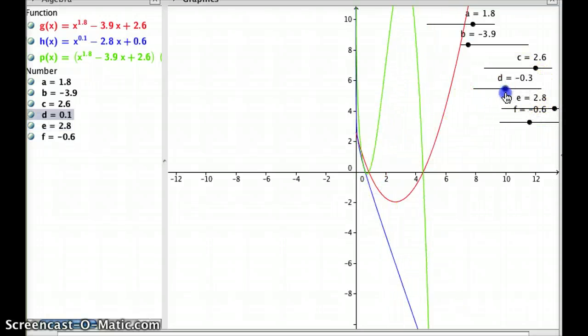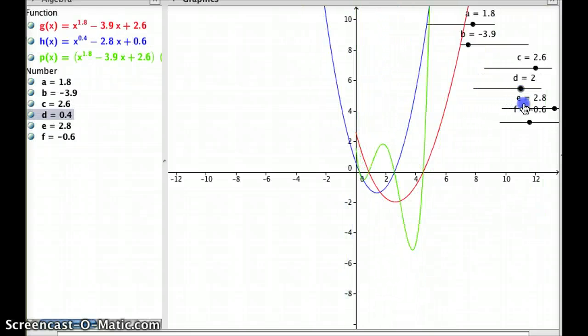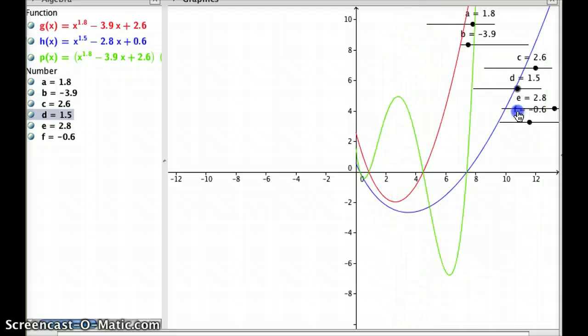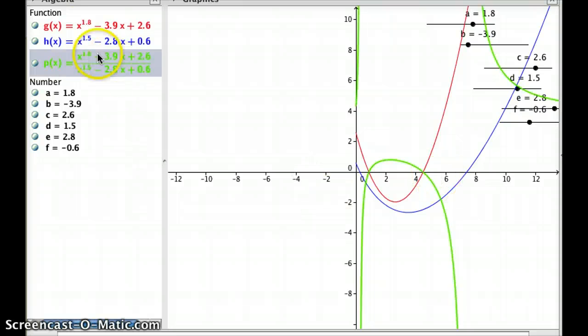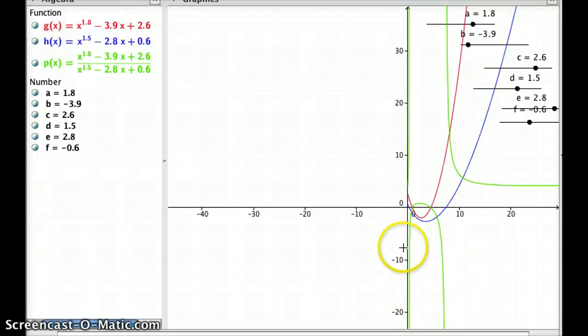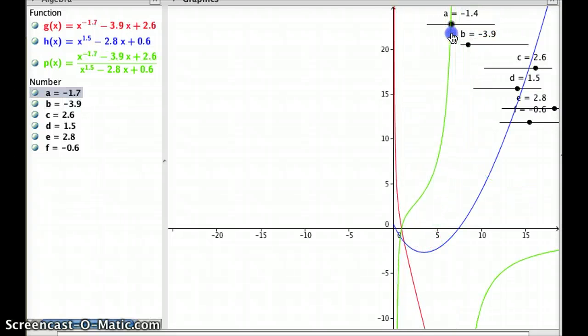But what would happen if, instead of multiplying them and getting what we are getting right now, we divided the two? Let's find out. And now we've taken g of x and divided it by h of x to create this new p of x, which is right here. And we have the parabola here, a straight line here, and then it whoops here. So what would happen if I change the slopes again?